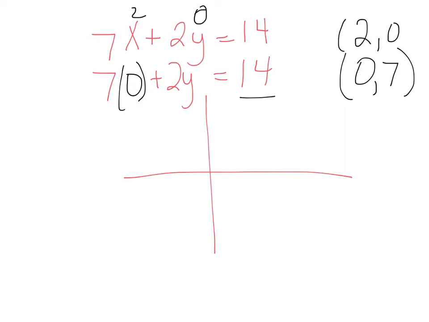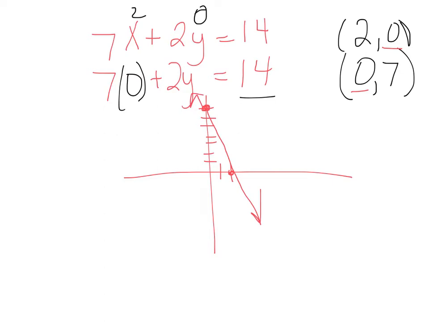So you are going to have 2 points, a 0 in the x spot and a 0 in the y spot. And then you just graph those 2 points. So 0, 7, 1, 2, 3, 4, 5, 6, 7, and then 2, 0. Your graph will look something like that.